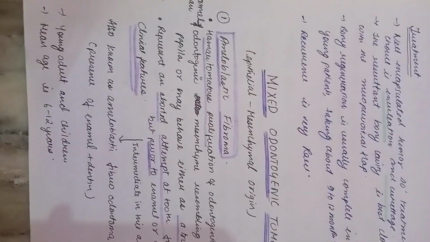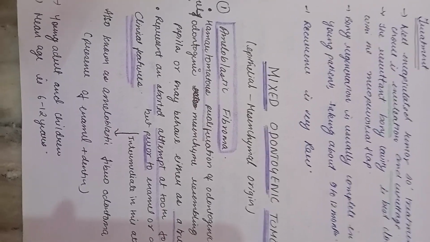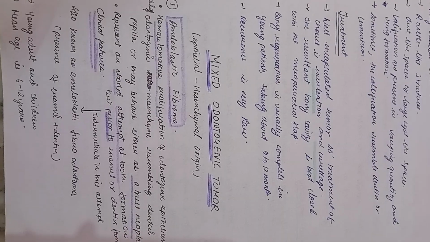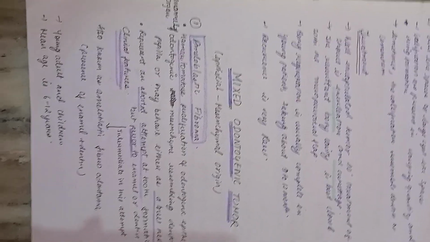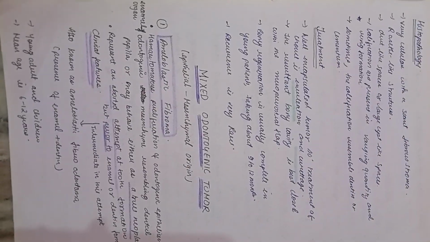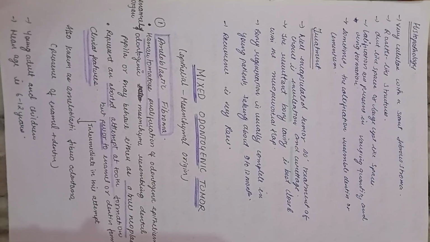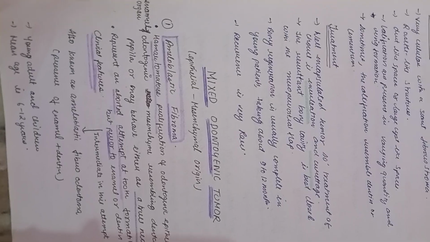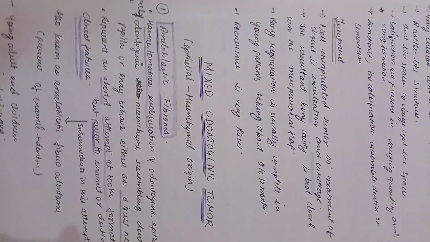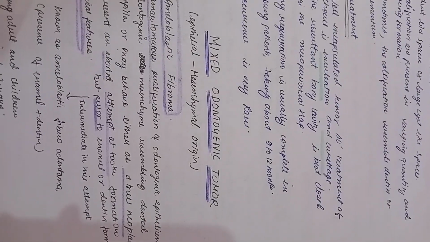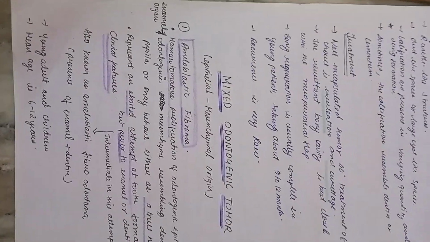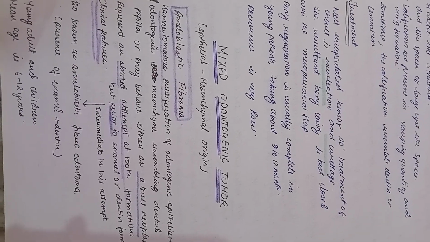First tumor is ameloblastic fibroma. It is a hamartomatous proliferation of odontogenic epithelium of enamel organ and odontogenic mesenchyme resembling dental papilla. It can be a hamartomatous proliferation or it can act as a true neoplasm. It can be both.